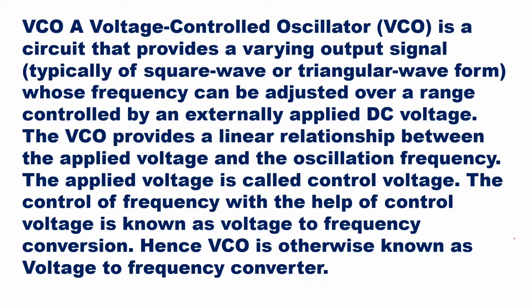The applied voltage is called the control voltage, VC. The control of frequency with the help of control voltage is known as voltage to frequency conversion. In this process you have an input voltage as DC voltage and the output as a frequency, so it can be called a voltage to frequency converter. Hence, VCO is otherwise known as a voltage to frequency converter. This is the theory behind VCO.